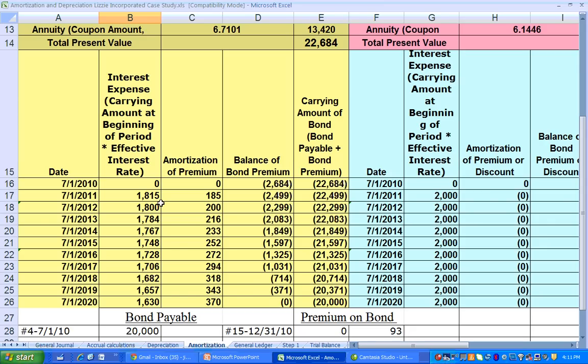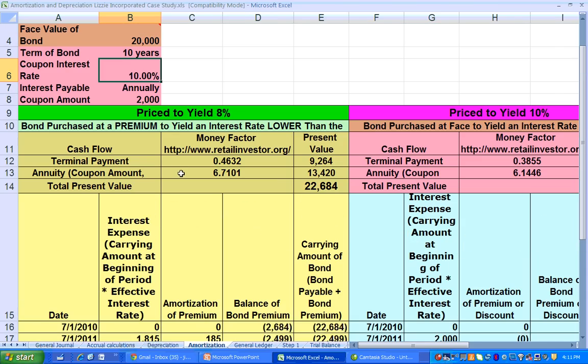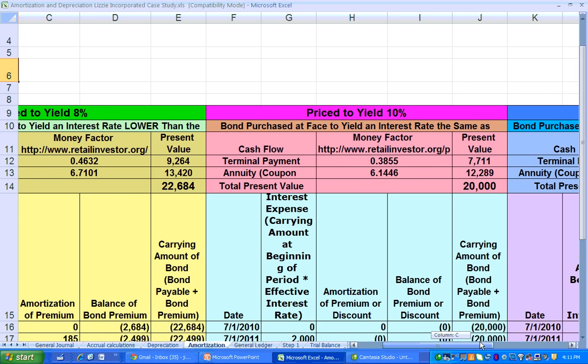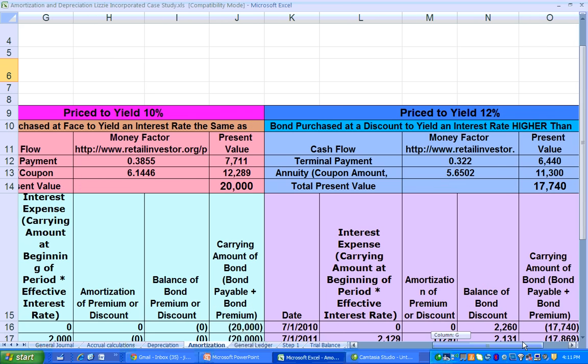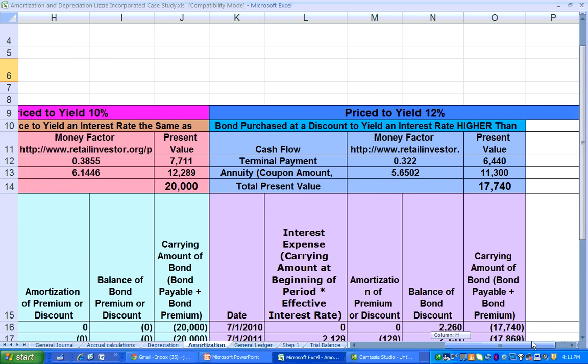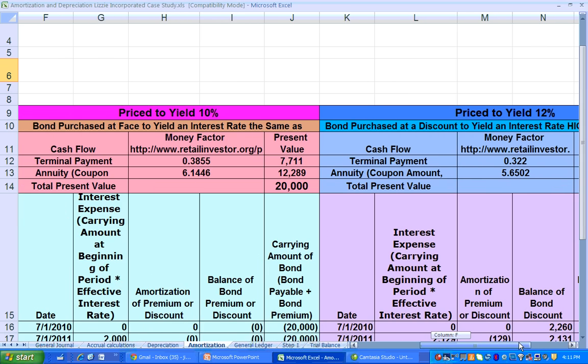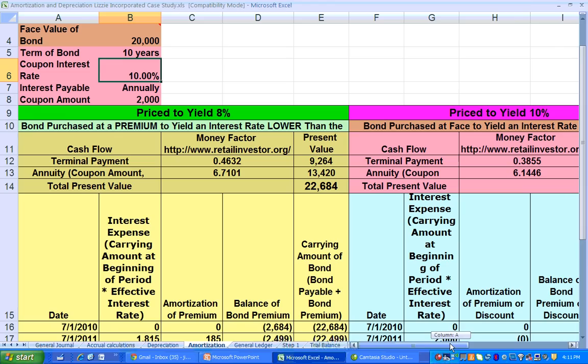So we're going to actually price this bond 3 different methods. We're going to price it to yield 8%. We're going to price it to yield 10%, which is the same as the face amount on the IOU, and price it to yield 12%. So although we're presenting all 3 in this lecture, we're only going to be using and doing the journal entries in the Lizzie Incorporated case for the bonds that were sold at a premium. They're priced to yield 8%. But I'd like for you to practice with all 3.